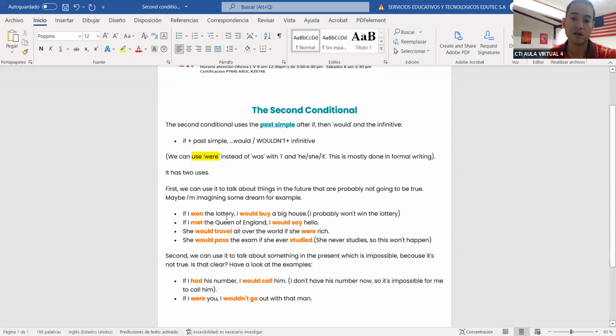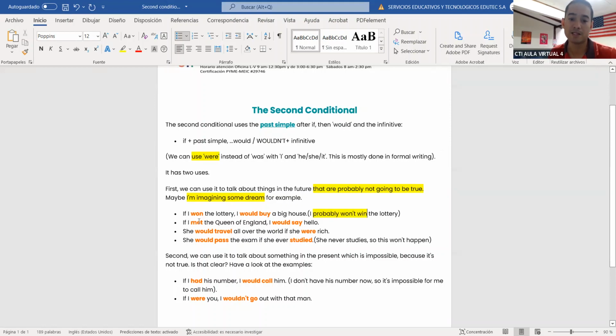We use the second conditional to talk about things in the future that are probably not going to be true. You see, this is important. Maybe you're imagining some dream, just imagination. For example, if I won the lottery, I would buy a big house. Probably I won't win the lottery, so this is imaginary.